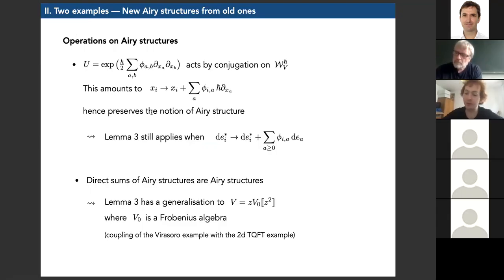There's another simple thing you can do, which is take two Airy structures on some vector spaces V and V prime, and then do a direct sum. This is still an Airy structure. But if after this direct sum you start to apply this conjugation, you can actually mix the two components in a non-trivial way. So you really generate a lot of Airy structures in this way with these two operations.